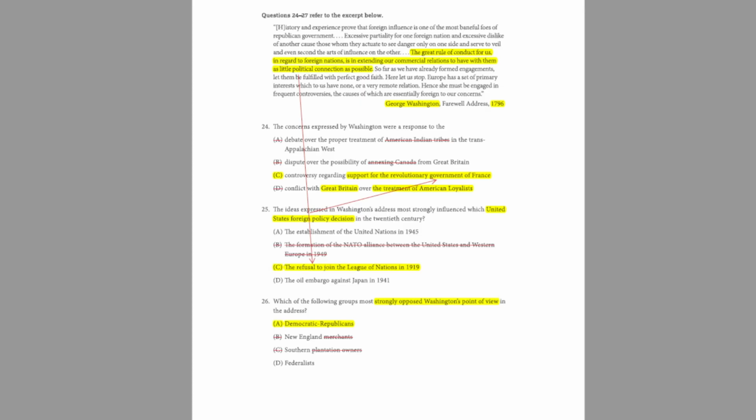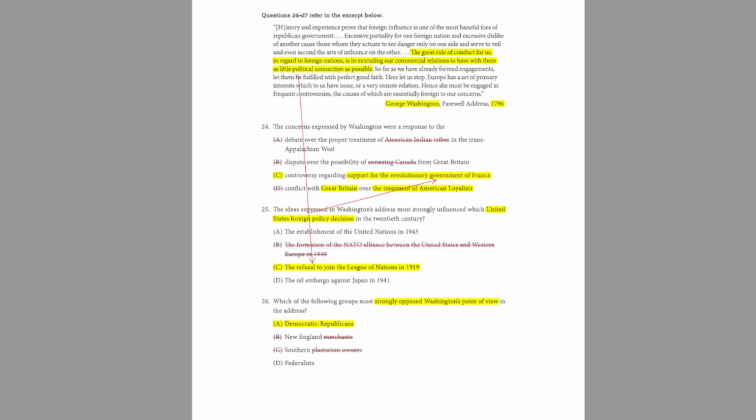Washington was warning the U.S. not to get entangled in other nations' political conflicts. That's why C is the correct answer. The U.S. refusal to join the League of Nations in 1919, largely due to a desire to stay out of foreign entanglements, is exactly what Washington warned against. Also, notice B, which refers to forming NATO, is the opposite of Washington's advice. The U.S. actively entered into a political and military alliance, ignoring his warning.